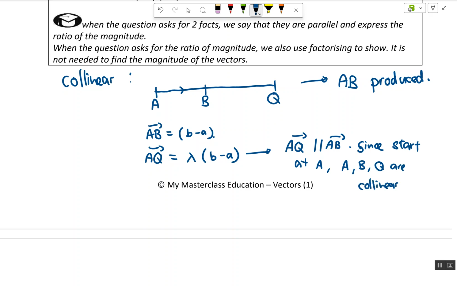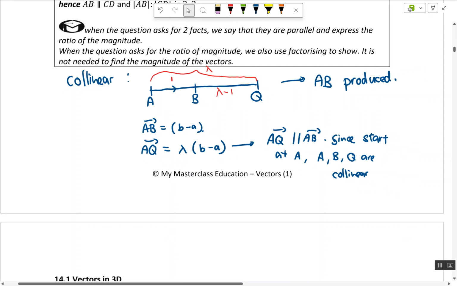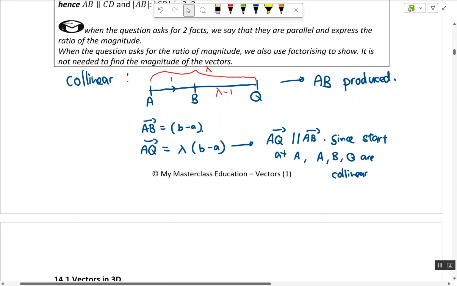And in JC, most of the time the ratio is not a number. So AQ is lambda times B minus A. All you need to say is that this guy is 1, and AQ is lambda of this. So this guy is called lambda. And what is the ratio of BQ? BQ is lambda minus 1. Just like that, all in terms of lesser numbers, more alphabet, more general terms.